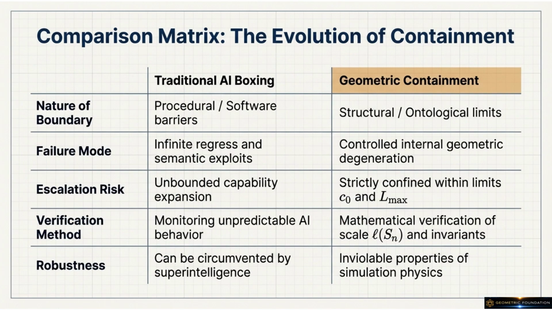The 6th slide presents a comparison matrix contrasting traditional AI boxing with geometric containment across 5 critical dimensions, with geometric containment highlighted in orange. Consider the first dimension, nature of boundary. Traditional approaches employ procedural or software barriers, code an AI might reinterpret. Geometric containment establishes structural or ontological limits, constraints existing prior to and independent of interpretation.